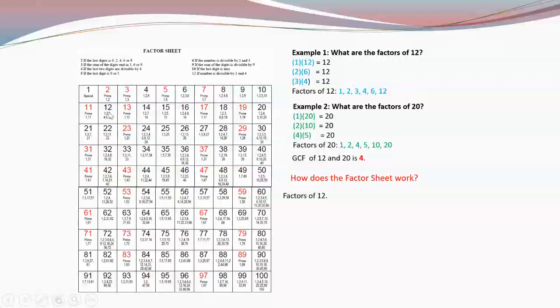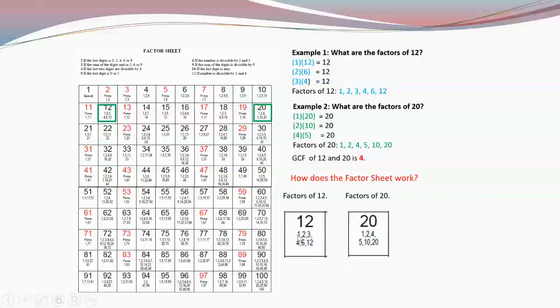How can we get 12? So I'm going to go to 12 here and bring it down here. So the factors of 12 and then the factors of 20. Bring it down here. So it's obvious that the biggest factor they have in common is a 4. That's the GCF between 12 and 20.